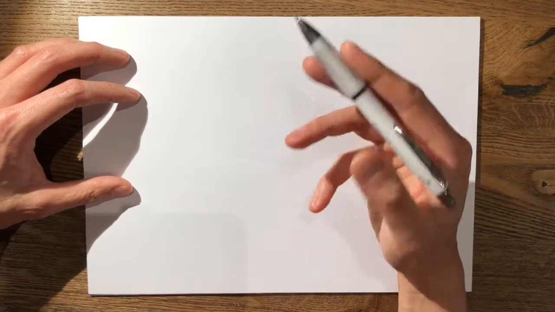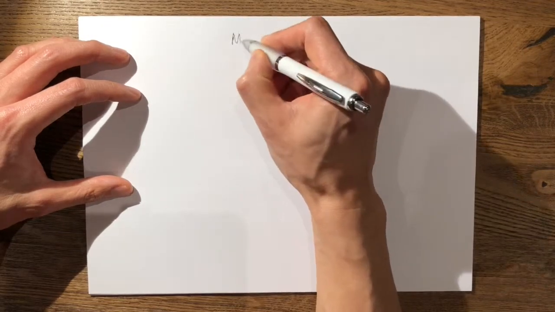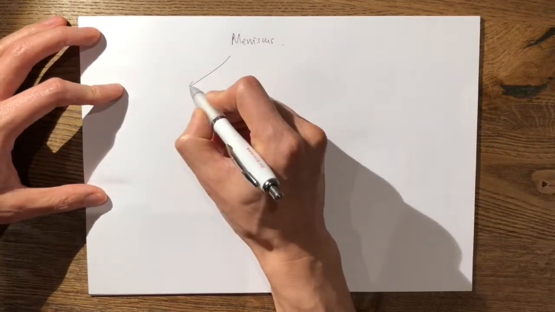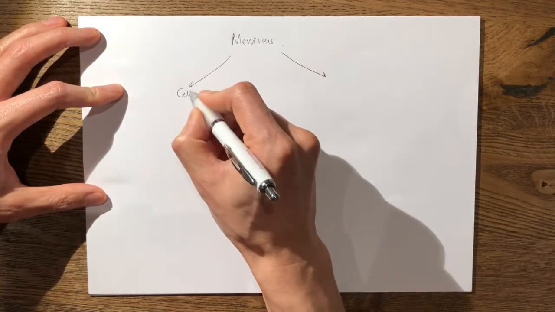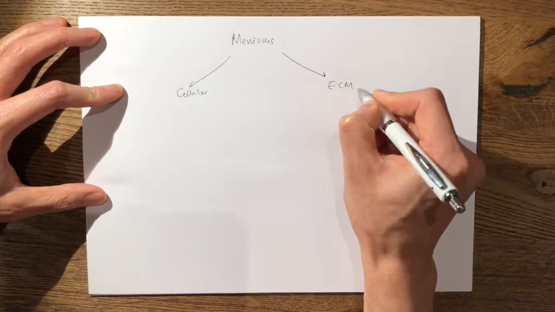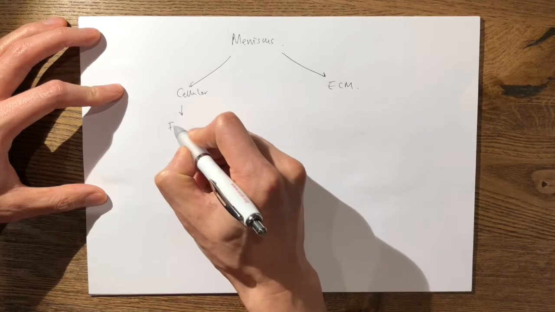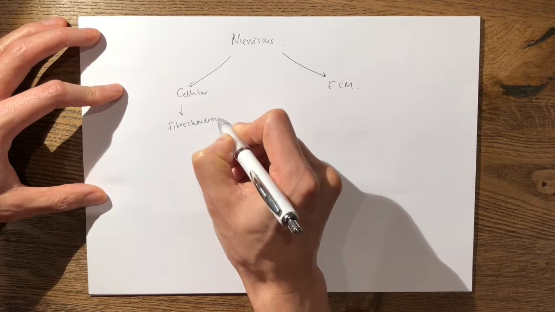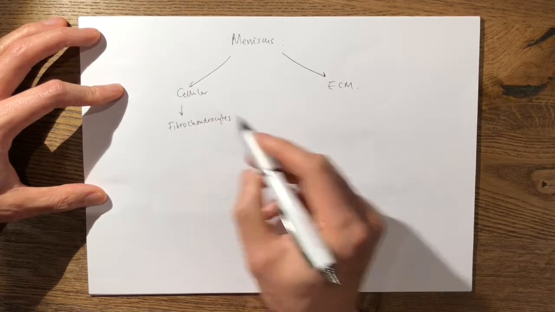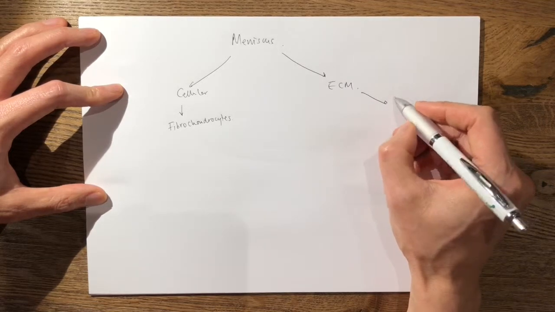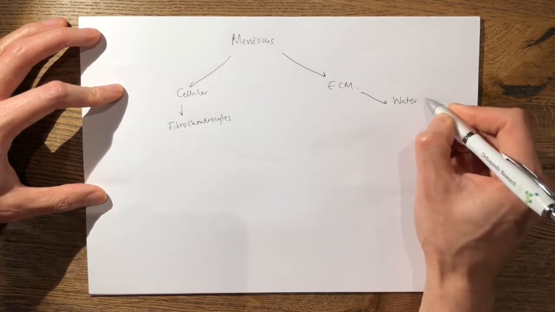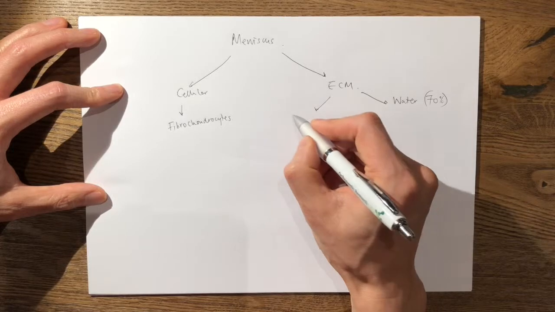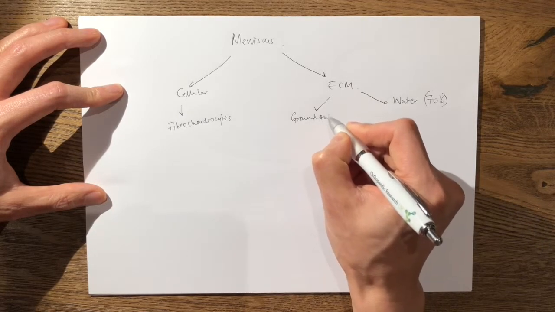When I think about the meniscus, I think of it in terms of its macrostructure, and I divide the macrostructure into a cellular component and the extracellular matrix. Now, the cellular component is mainly that of fibrochondrocytes, and this makes up the vast majority of the cellular component. The extracellular matrix is mainly water, up to 70%. And the other part is what we call the ground substance.